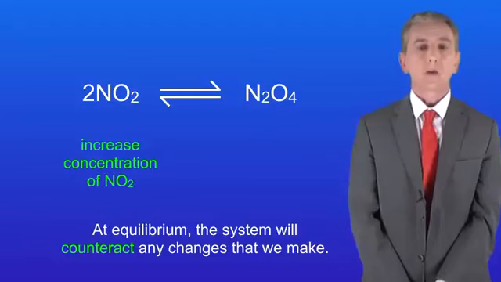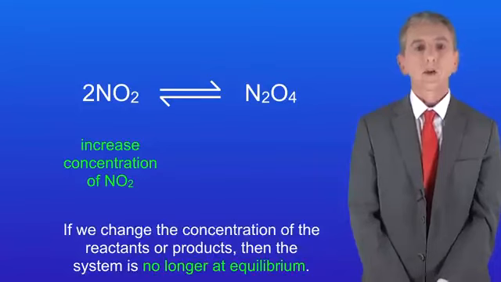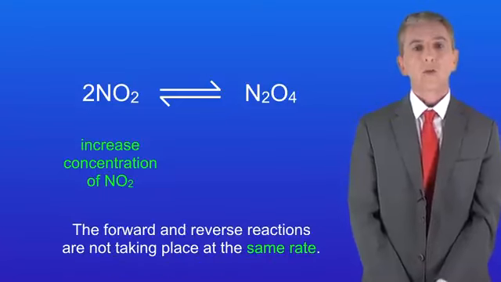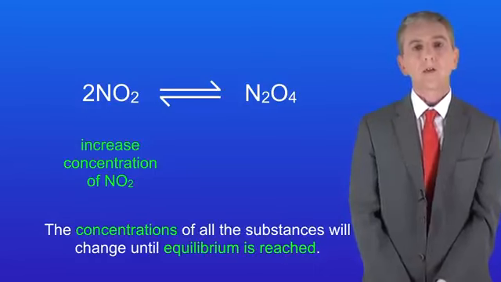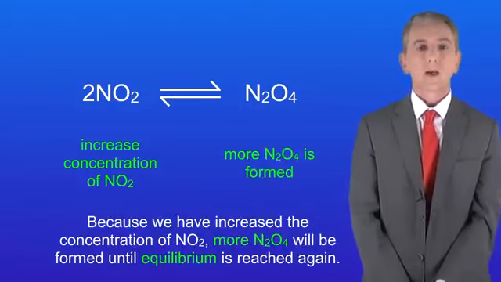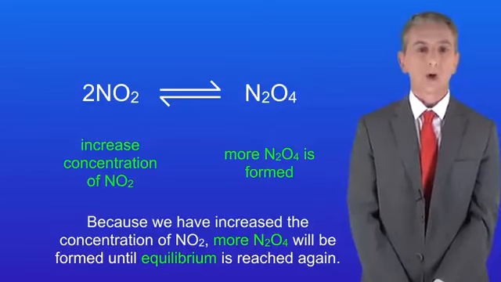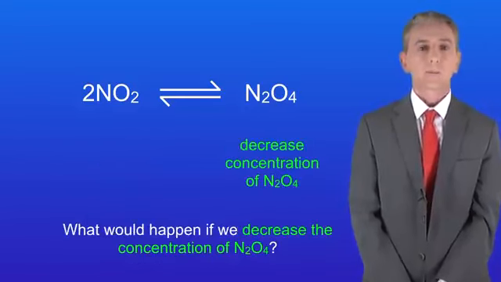Remember that at equilibrium, the system will counteract any changes that we make. So if we change the concentration of the reactants or the products, then the system is no longer at equilibrium. In other words, the forward and reverse reactions are not taking place at the same rate. This means that the concentrations of all the substances will change until equilibrium is reached. So in this case, because we've increased the concentration of NO2, more N2O4 will be formed until equilibrium is reached again.